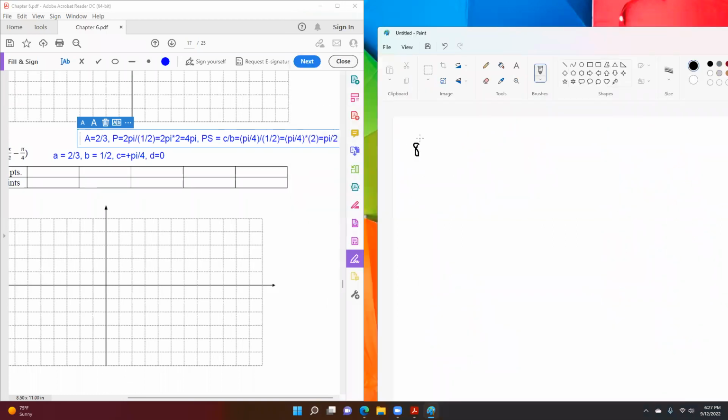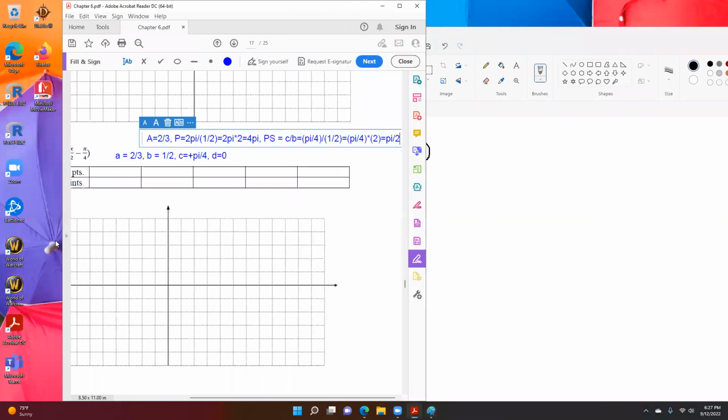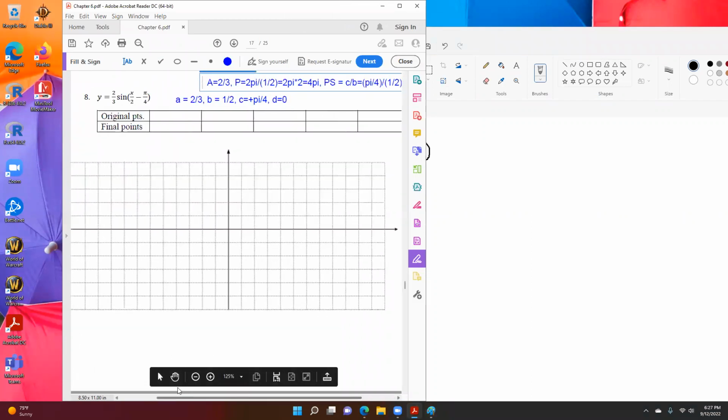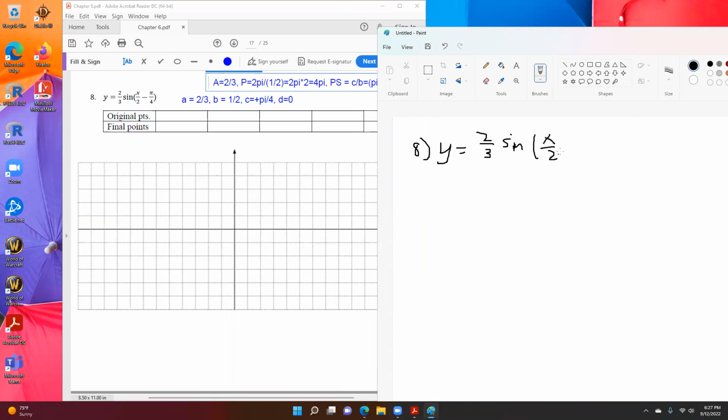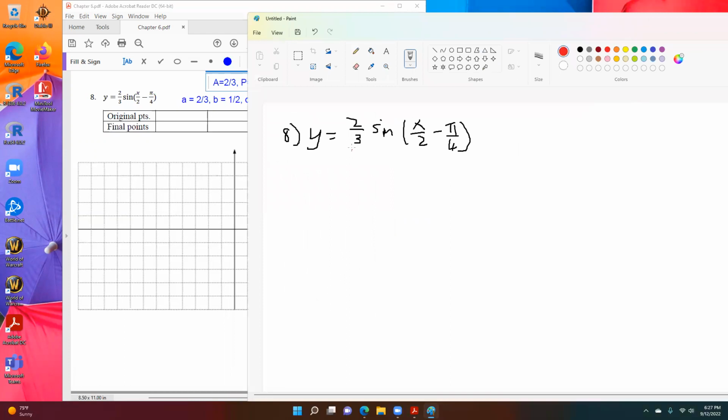Just doing question 8 here again so you guys can see it. So y is equal to 2/3 sine of x/2 minus pi/4. So A in this case is 2/3. B in this case will be 1/2. And C will be pi/4.